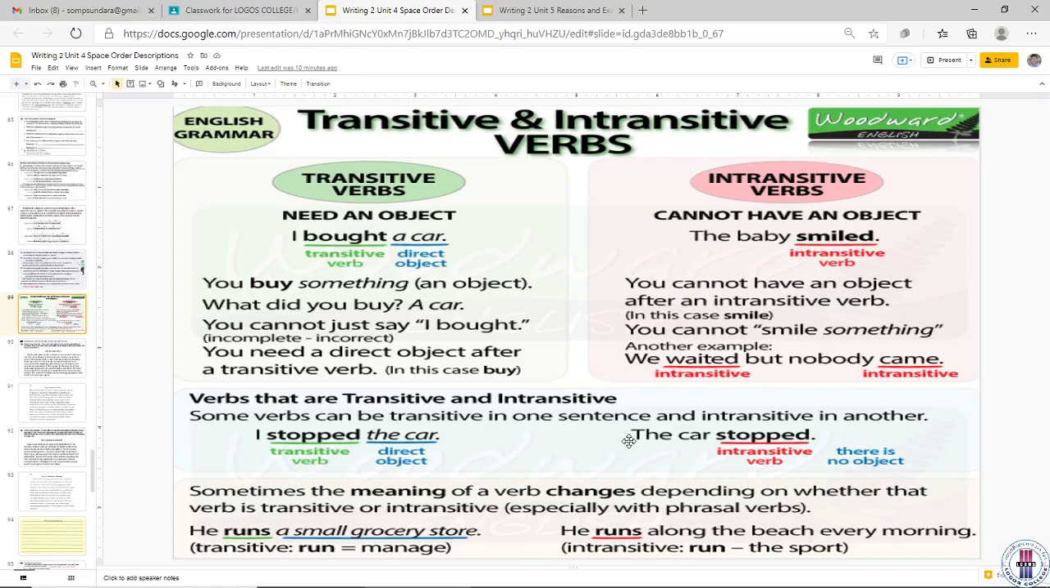So just because a verb is intransitive in one sentence, like the car stopped, doesn't mean it has to always be intransitive. Right here, the car stopped. So we understand what happened. The car stopped. It stopped moving. There's no object. Right? But here, you go, I stopped the car. What did you stop? The car. So this has an object. So in this context, the verb stopped acts as a transitive verb.